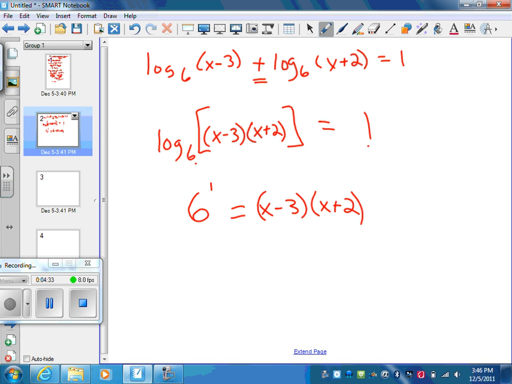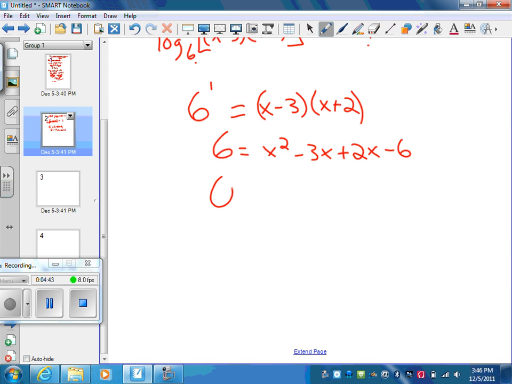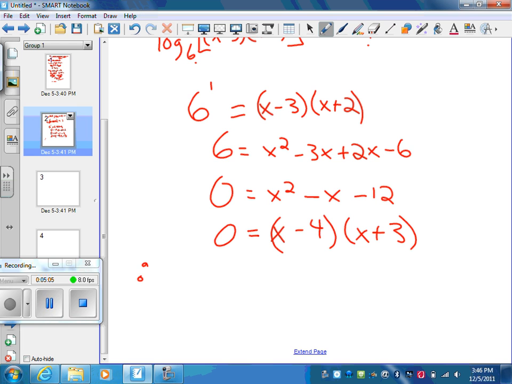Well, guess what? I'm going to expand that. That's x squared minus 3x plus 2x minus 6 is equal to 6. Get 0 to one side. X squared minus 3x plus 2x is going to be minus x. Negative 6 minus another 6 is minus 12. Can that be factored? Can that be solved in some way? Here we have x minus 4 times x plus 3. Therefore, x equals 4 and x equals negative 3.